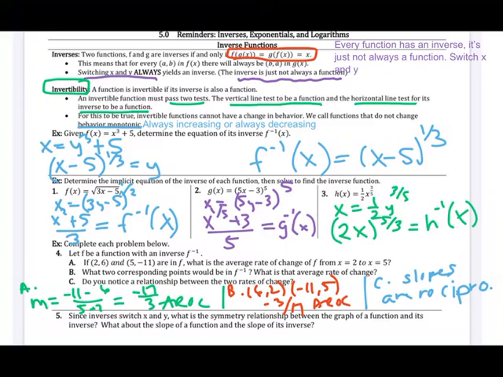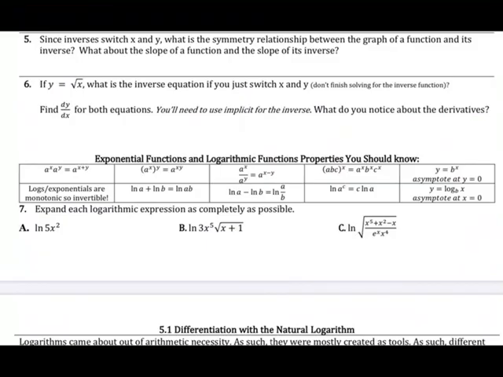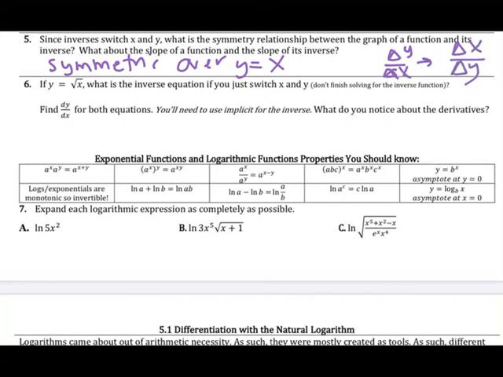Let's look at some more examples. Number 5, since inverses are just switching our x and our y, what symmetry relationship between the graph of a function and its inverse exists? So these functions are symmetric over the line y equals x, since that is what we're doing. We're switching x and y. What about the slope of the function and its inverse? We just said that they are reciprocals of each other. So delta y over delta x would go to delta x over delta y. For inverses, they are reciprocals.